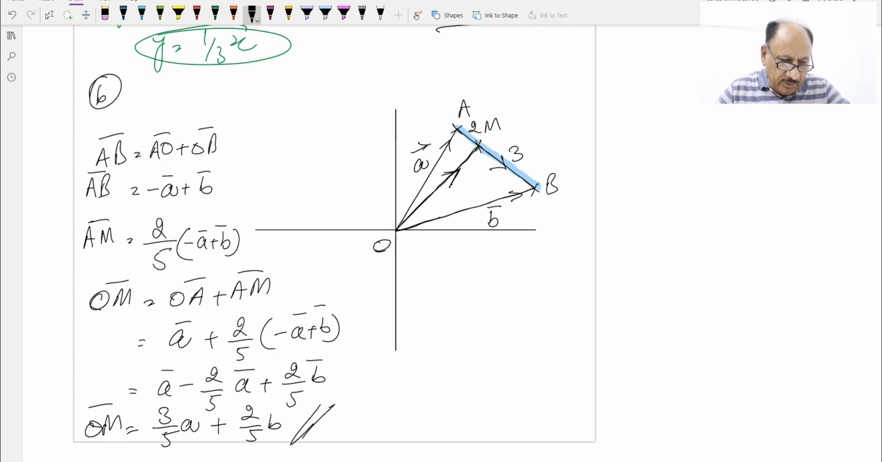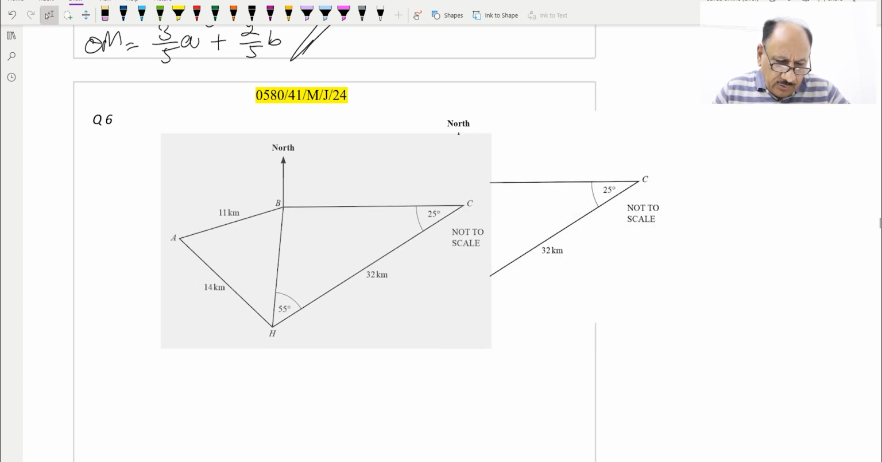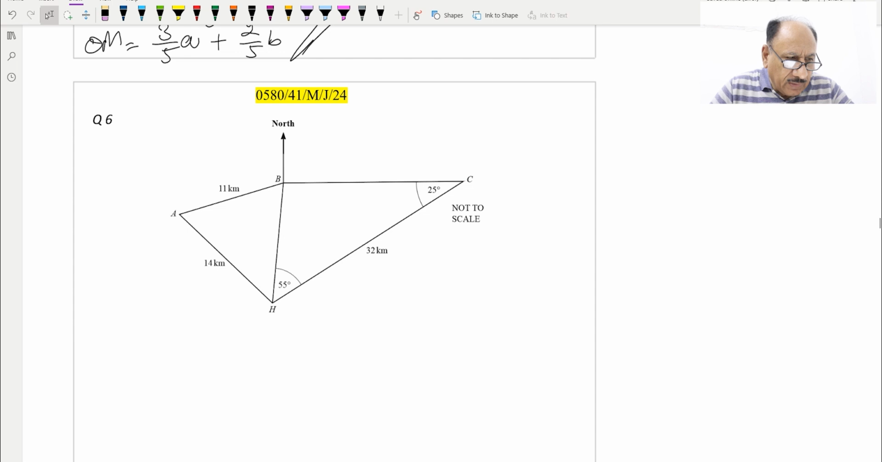Hopefully you understood this. Question number 6 diagram, we will be referring to this drawing which is not to scale, and the question says the diagram shows the positions of two lighthouses A and B. A lighthouse and B lighthouse is this one, and they are saying a boat C is here, and a harbor which is H. C is due east of B. So it means this angle is 90 degrees. This is the information they are telling us.